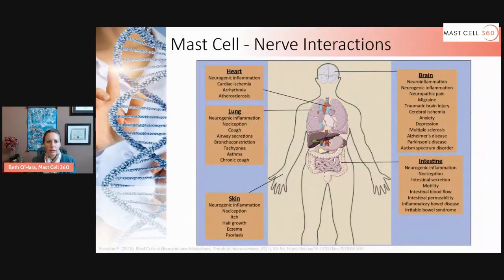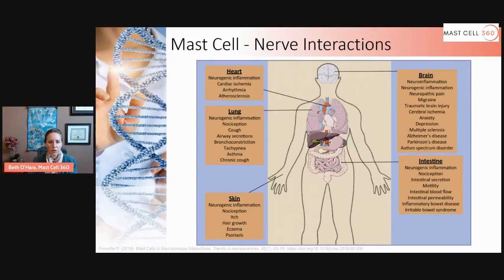Well, let's look at this. The mast cells and the nerve interactions are involved in every system in the body. So this is just a little snapshot, showing you how this mast cell nerve interaction is important in the heart. So if you have any kind of heart symptoms, heart palpitations, or any arrhythmias in your heart, this mast cell nervous system interaction is critical. Same with the lungs and with breathing.